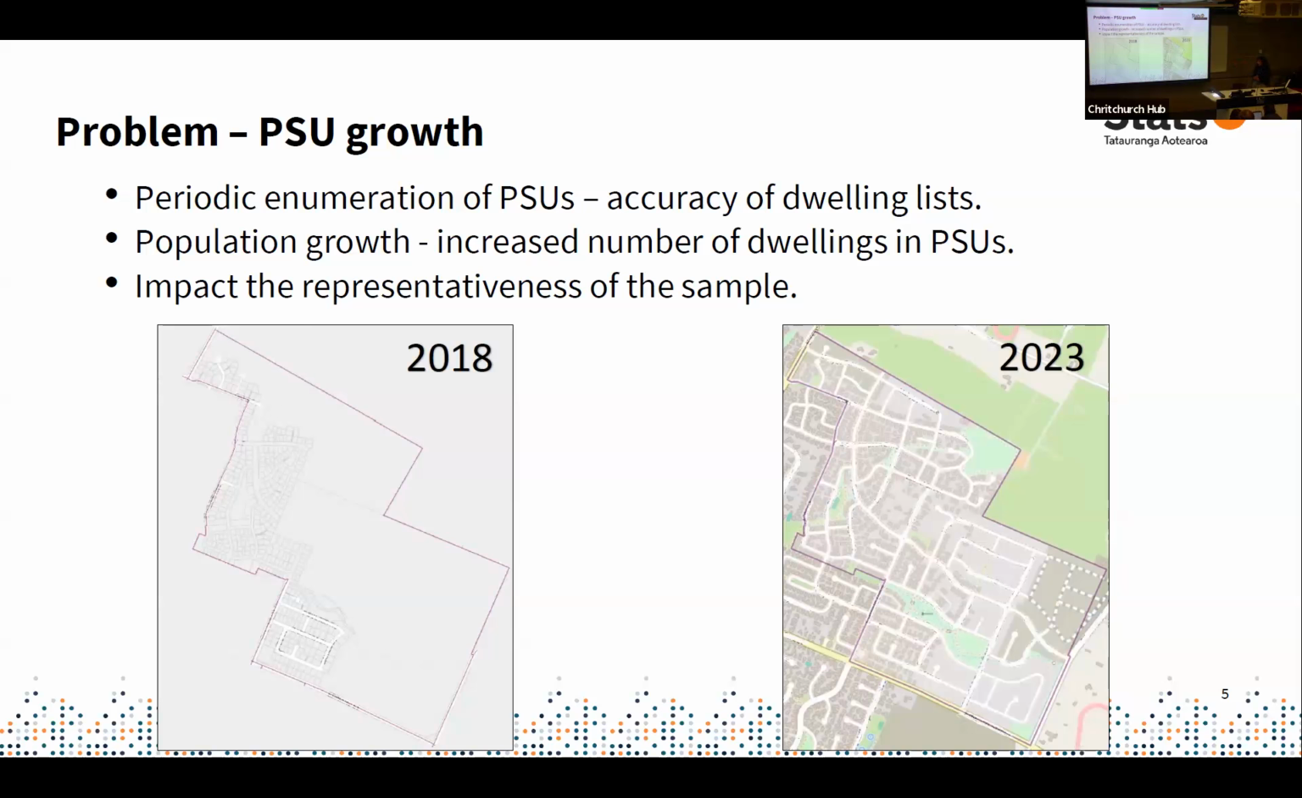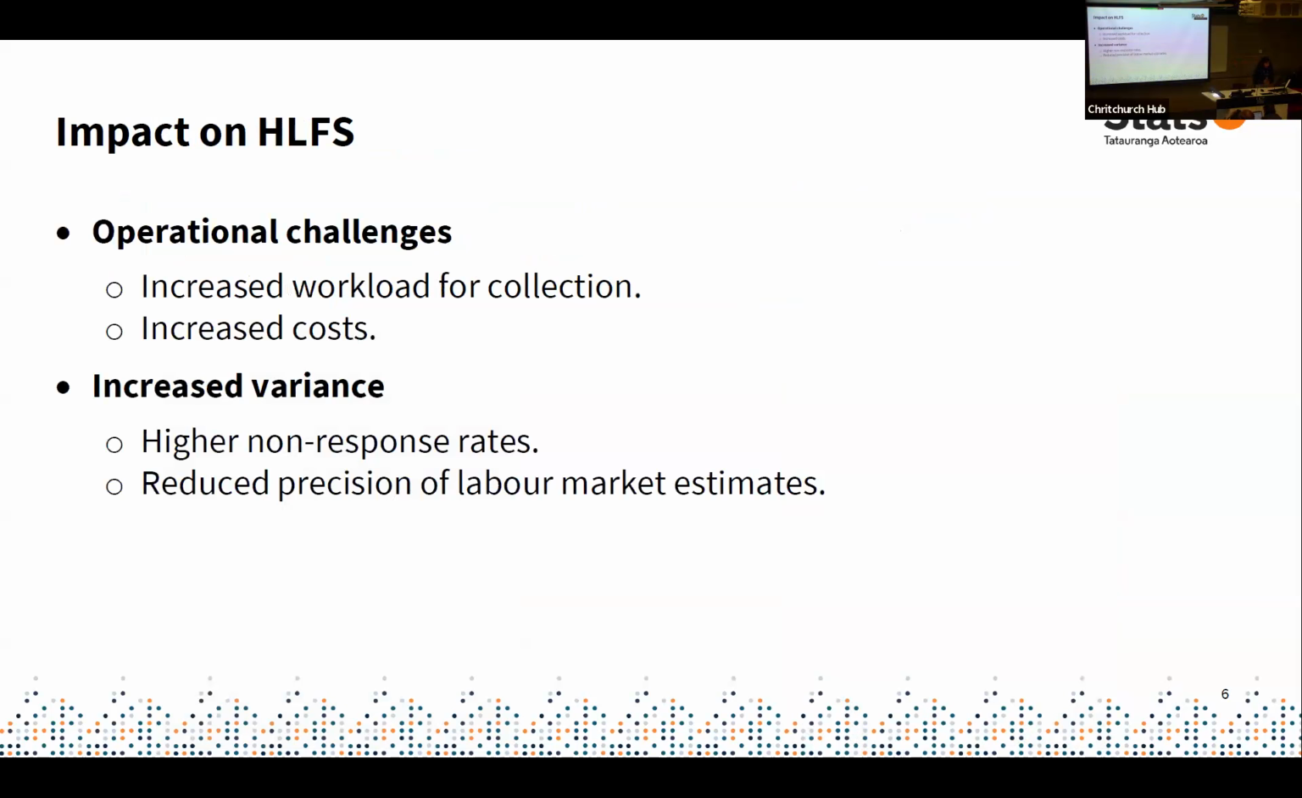So this led to problems with HLFS. We had some operational challenges, which were increased workload for collections and increased costs associated with it. Plus, it also affects our outputs with increasing variance because our sample is too big. Collections cannot go to each household in the sample, so it increases the non-response and also reduces the precision of our labor market estimates.